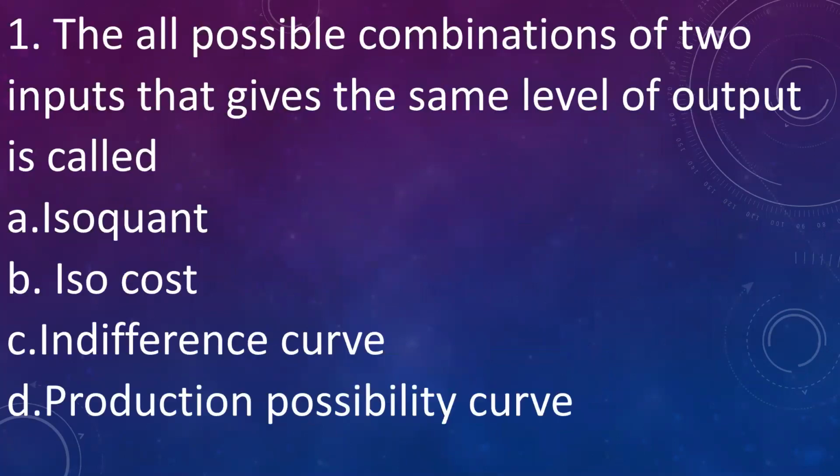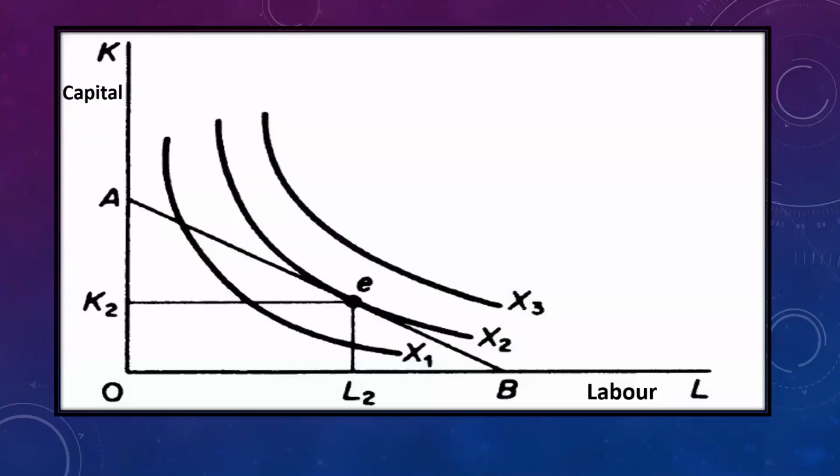The all possible combination of two inputs that gives same level of output is called: A. Isoquant, B. Isocost, C. Indifference curve, D. Production possibility curve. Answer is isoquant. All possible combinations of two inputs that give the same level of output is denoted by isoquant. Here is the graph showing the isoquants. Each isoquant will denote a different level of output.